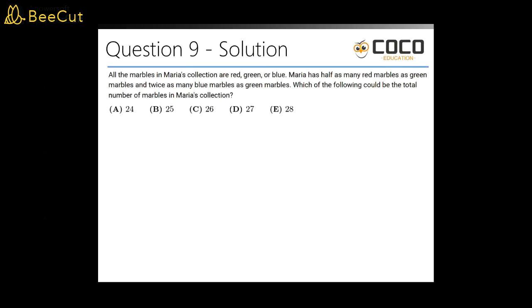Now let's take a look at question 9. So Maria has half as many red as the green. And we know that red is 1 unit, green is 2 units. Then twice as many blue as the green. So the blue is 2 times 2, 4 units. This gives us a total of 7 units. And then which of the following could be the total number of marbles? So the total is a multiple of 7. Let's check. Out of the 5 options, only 28 is a multiple of 7. 28 is 4 times 7. And the answer is E.